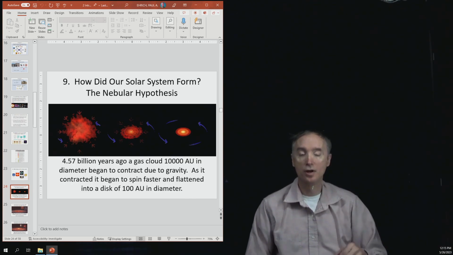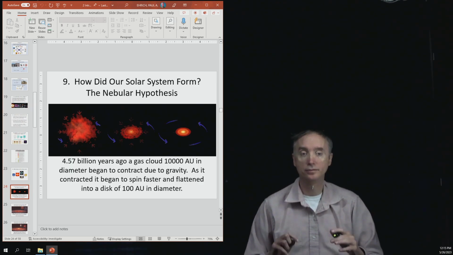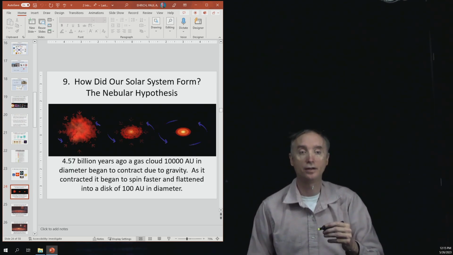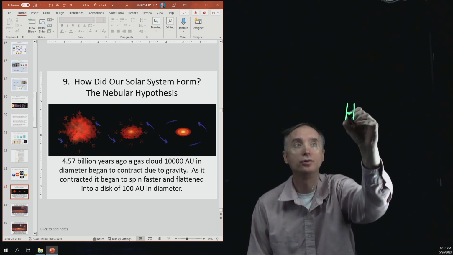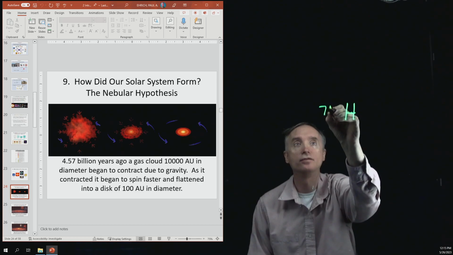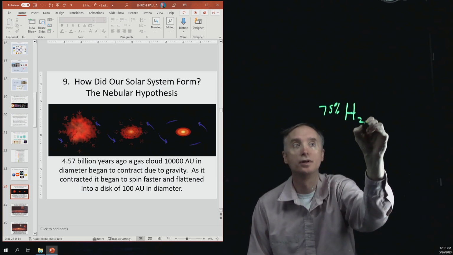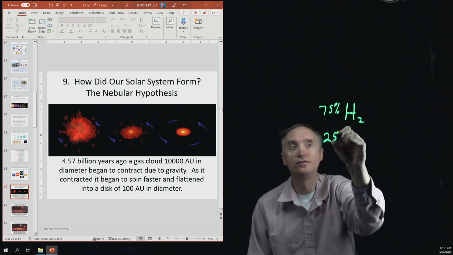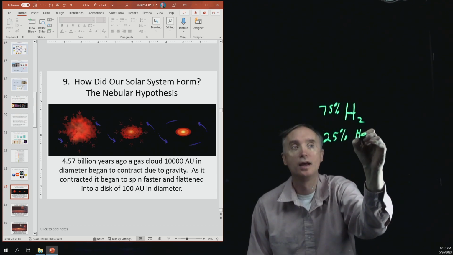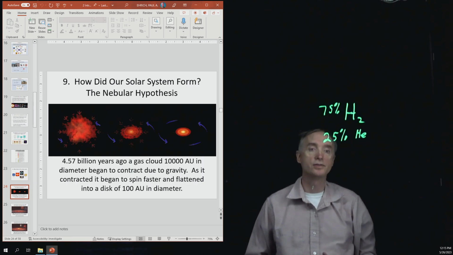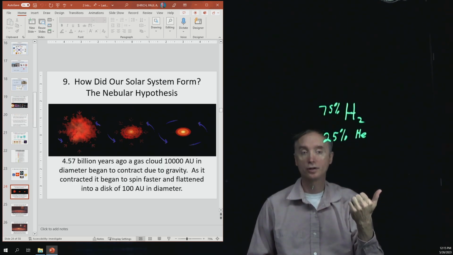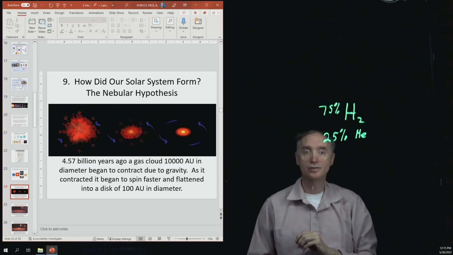Now, this gas cloud was made up of primarily the gases hydrogen and helium. So it would have had roughly 75% hydrogen, and then it would have had about 25% helium, and then it also would have had some other gases in there as well. Then it also would have had some ice in there. Now, the kind of ice could have been water ice, it could have been carbon dioxide ice, it could have been methane ice. So different kinds of ices were also present in this cloud.